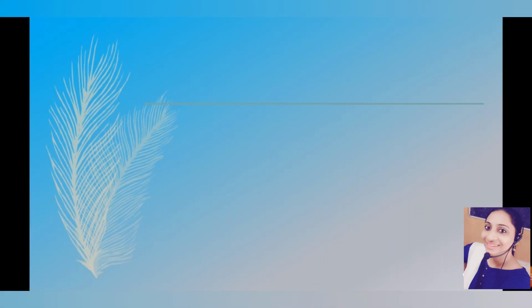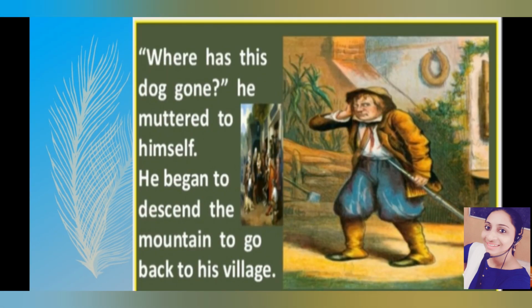Then what happened, children? "Where has this dog gone?" he muttered to himself. He began to descend the mountain to go back to his village. He was looking for his dog, but the dog was nowhere. Muttered means he talked to himself in a slow tone. So he started coming down the mountain to go back to his village.